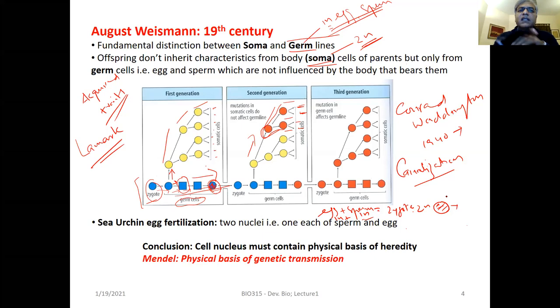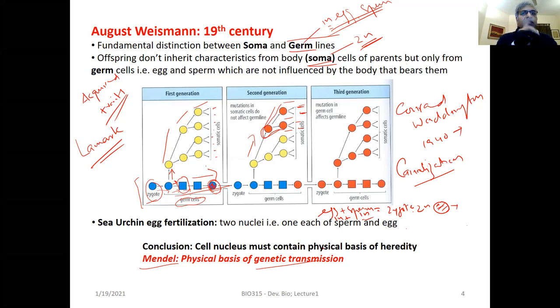So the people who were involved in this debate went to sea urchin. It's a simple organism in oceans. And they learned that sea urchin development requires two nuclei, one coming from sperm and the other coming from the egg cell. And they also knew that by this time in the 19th century, Mendelian laws were already known, which established the physical basis of genetic inheritance. The traits are controlled by specific factors within cells. They were also known.